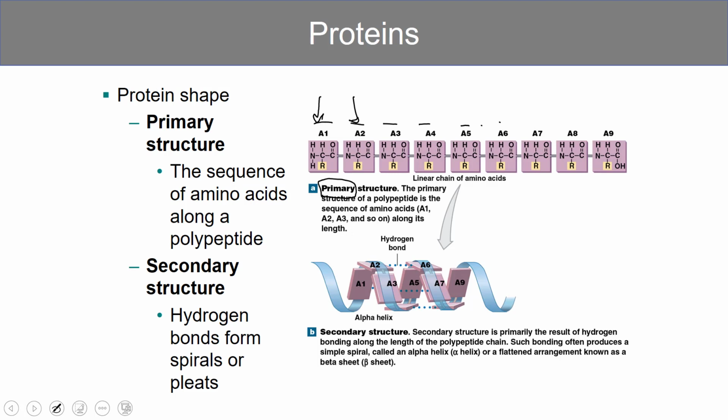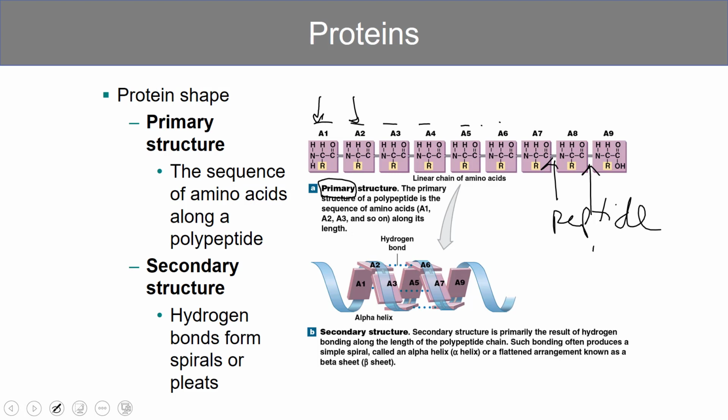What holds the primary structure together? These peptide bonds. So in between each of these amino acids, we have the peptide bond. And remember, the peptide bond is just the name given to a particular type of covalent bond found between amino acids.